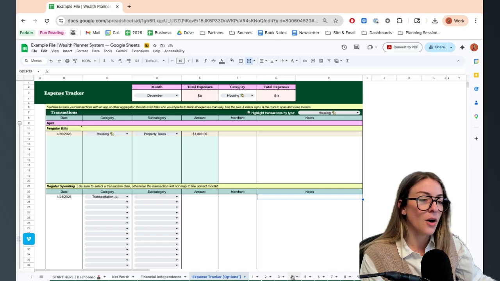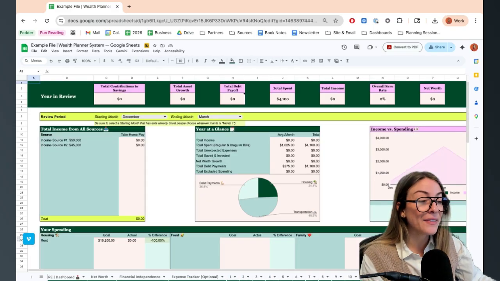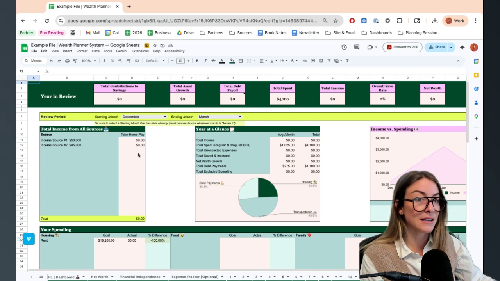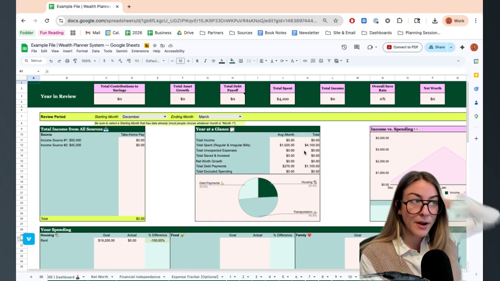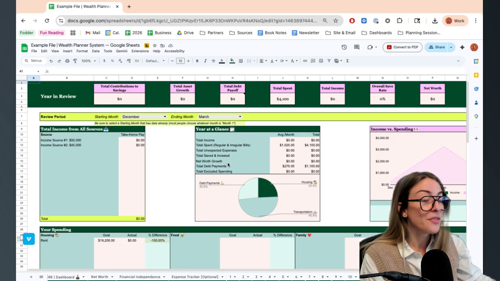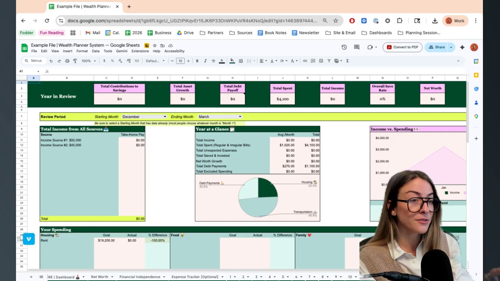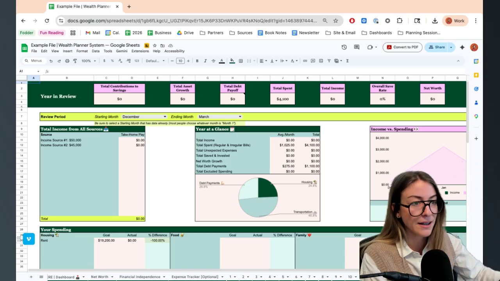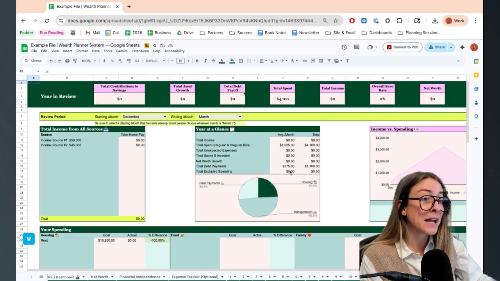Okay, so all 12 months get filled out, and then at the end of the year, you get a year in review. This year in review is going to tell you your total income from all sources. It's going to tabulate the total spent between regular and irregular bills, your total unexpected expenses, total saved and invested, the growth of your net worth. That's always a fun one during bull markets because you'll see that what you contributed pales in comparison to how your net worth changed. Very exciting. How much you put toward debt, and then how much you excluded.